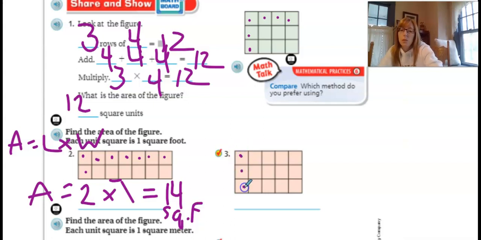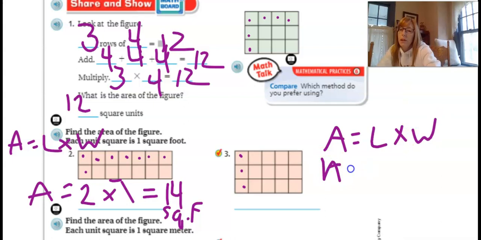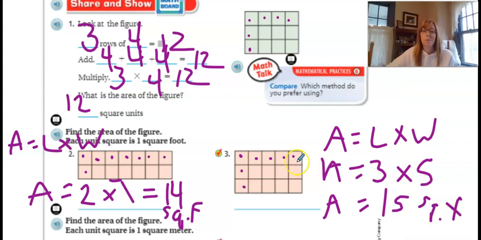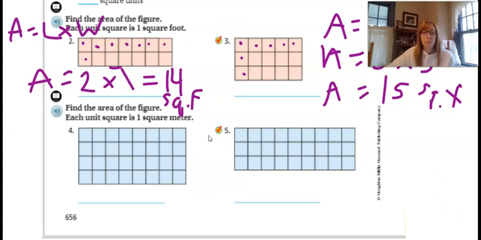1, 2, 3. Well, we know area equals length times width. Hopefully you're writing this. So area equals, we've got 3 groups with 1, 2, 3, 4, 5. 3 groups of 5. So our area equals 15, and it's square feet. All right. We're going to keep on moving.